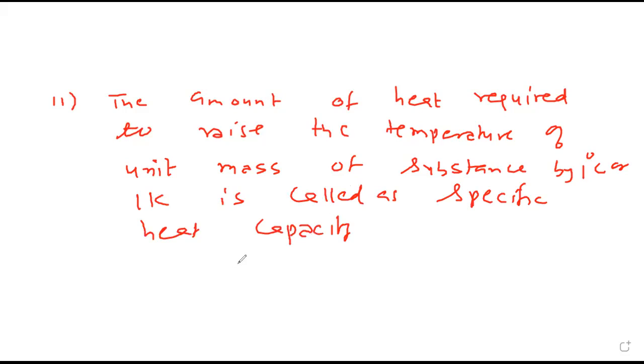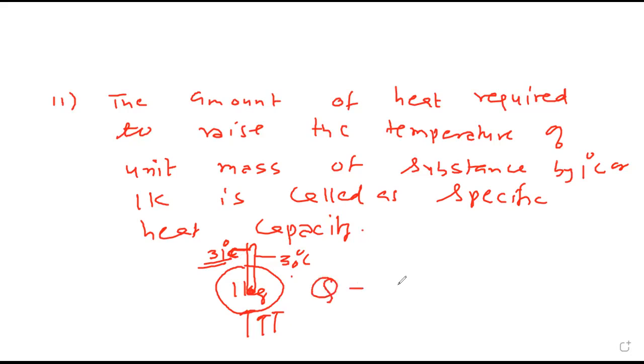Yes, sir. The meaning of this is, if I take 1 kg of any substance, suppose I insert a thermometer here, it is recording 30 degrees. Then when I supply heat, its temperature will increase until it becomes 31 degrees Celsius. So what is changed? 30 became 31. How much is changed? Is it 1 degree? Yes, sir. 31 from 30 is a 1 degree change. So whatever heat you gave, that is called specific heat capacity, denoted by X.